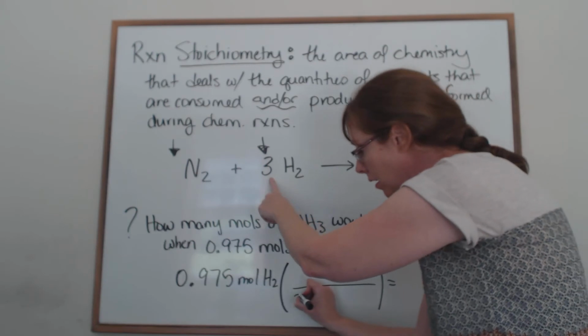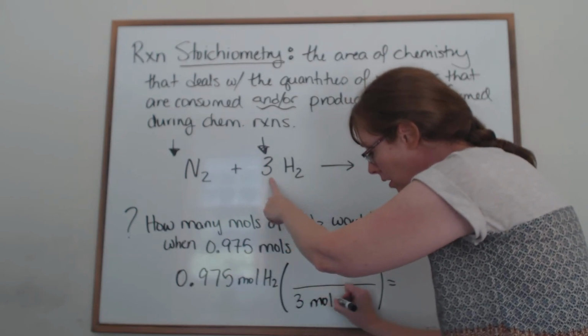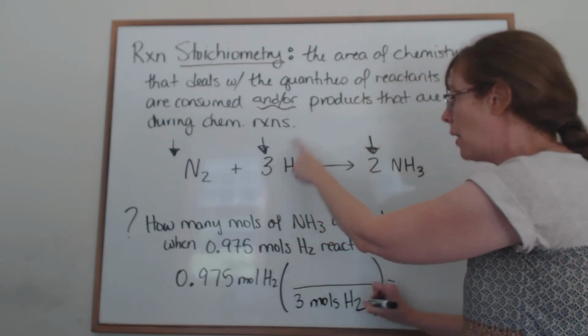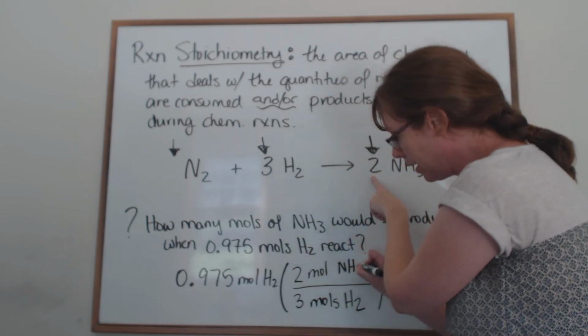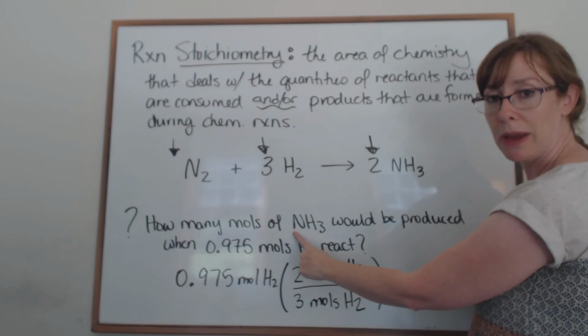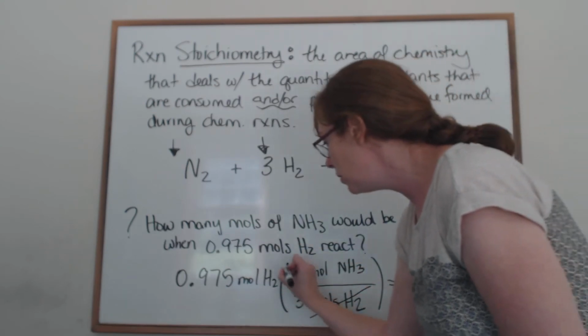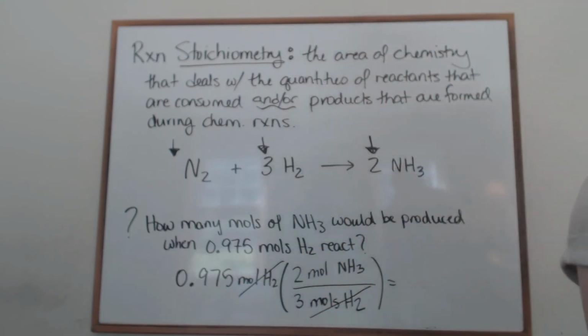For every 3 moles of H2, I will make 2 moles of NH3, because I'm trying to solve for NH3. That was what my question was about. Moles of H2 will cancel, and I'll go to my calculator.